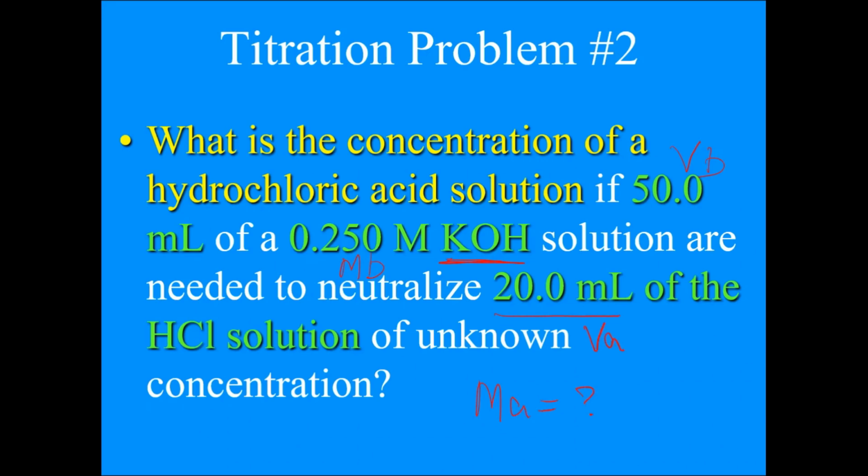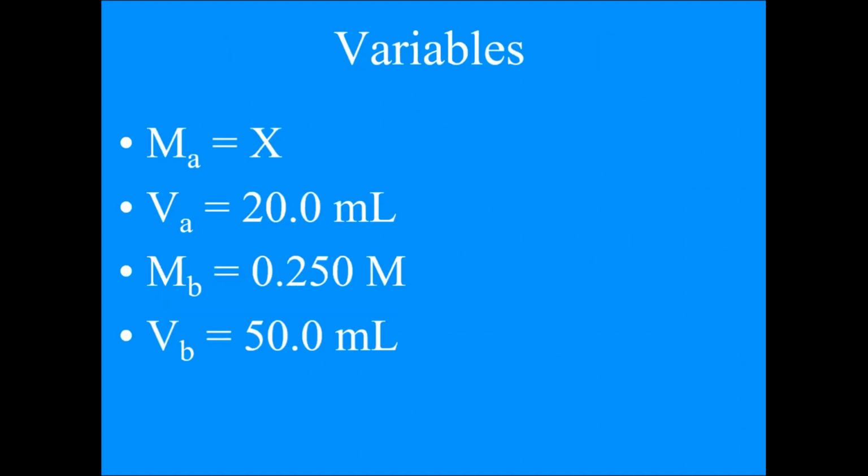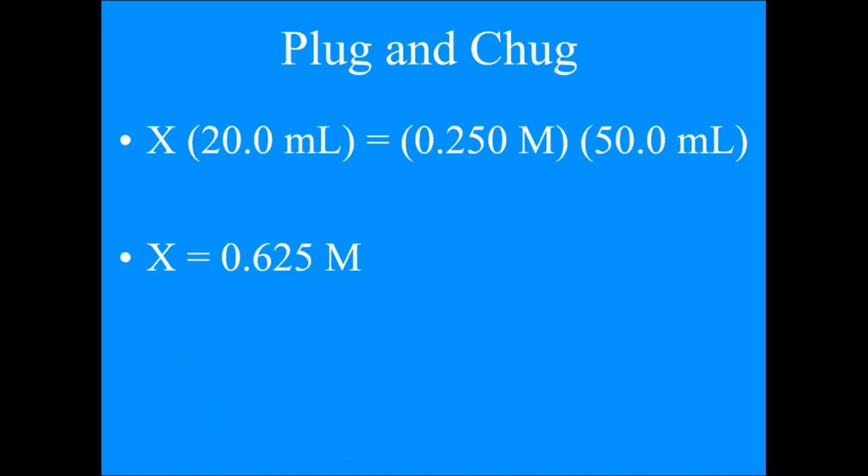Okay, first let's set up the equation. Again, one hydroxide ion in base, one hydrogen ion in acid, monoprotic acid, water and salt. Three things have been given, the fourth one we have to find. Plug in the values, multiply these two numbers, divide by 20, and then we get the answer 0.625 M.